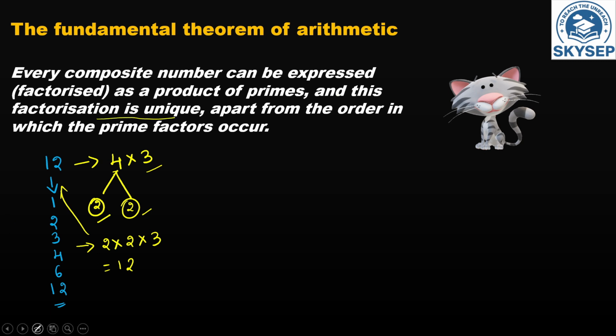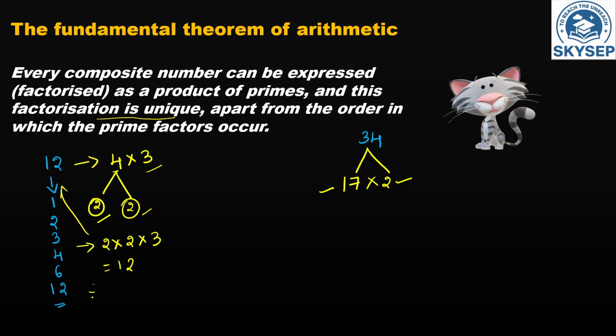What do you mean by the factorization being unique? Let us take another example. Say 17. No, 17 is not a composite number. Let's take another example, 34. So I am writing the factors of this number. 34 can be written as 17 into 2. 17 is also a prime number, 2 is also a prime number.